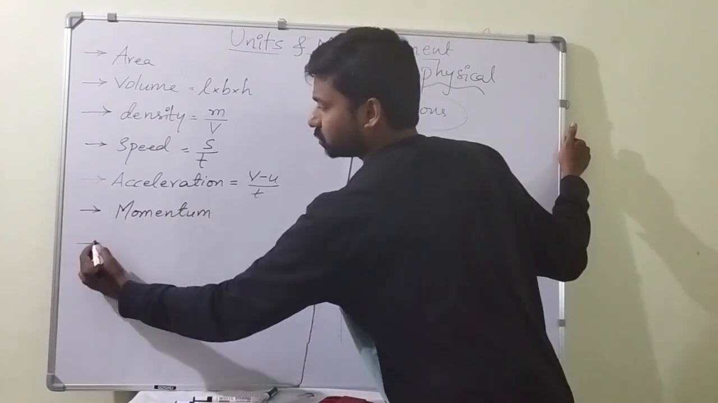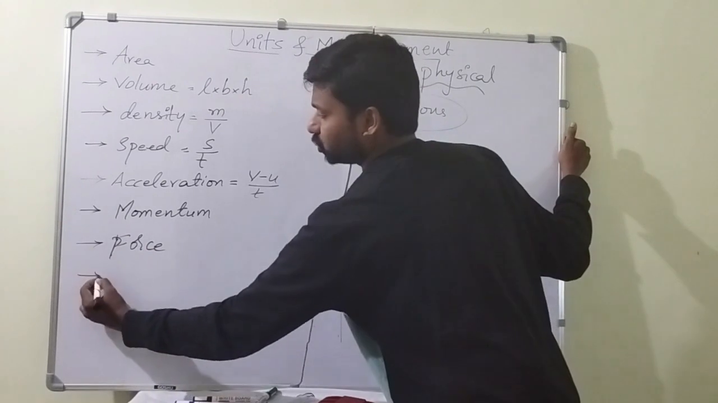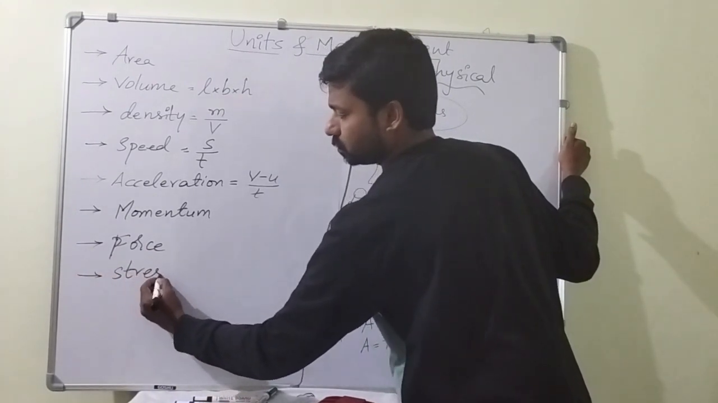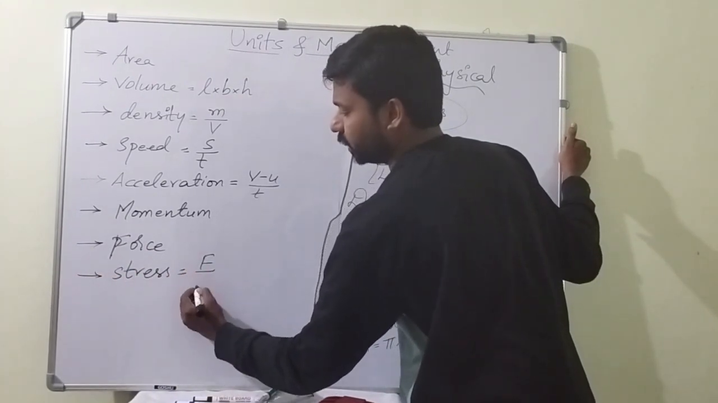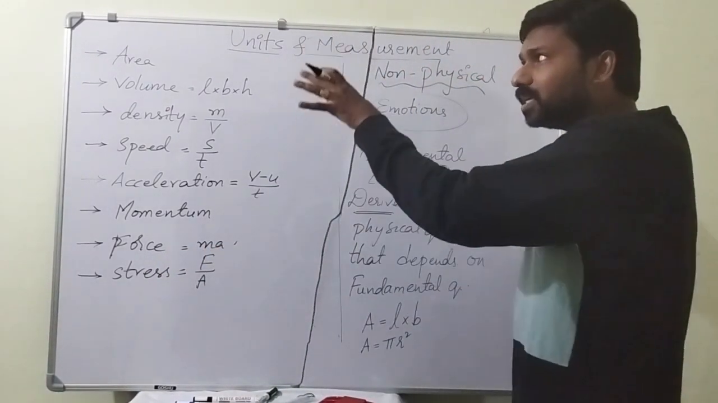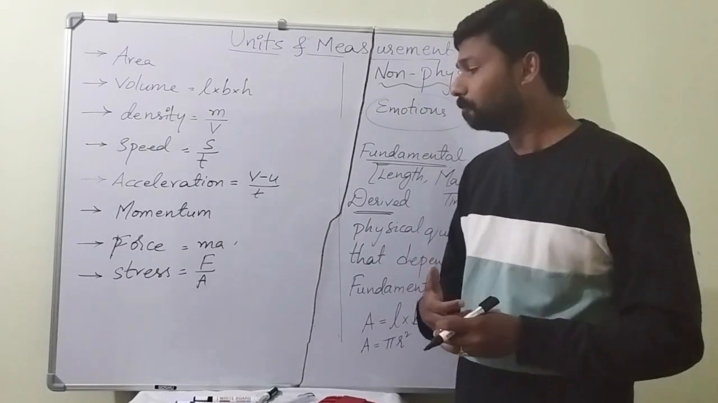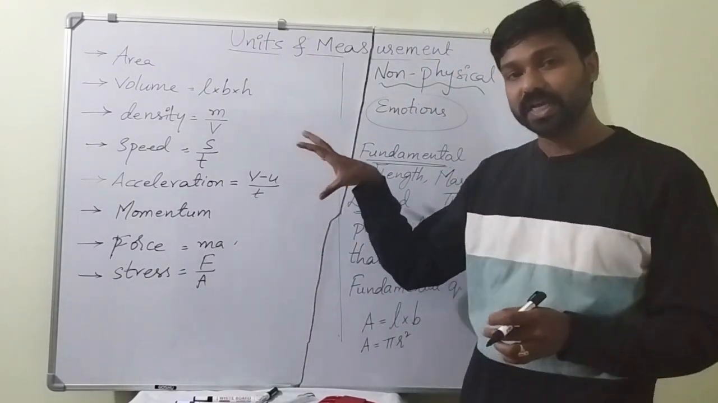Apart from that, force. Again stress, which is force divided by area. Force is equal to mass into acceleration. So these are a few examples of derived physical quantities. So that is about derived physical quantities.